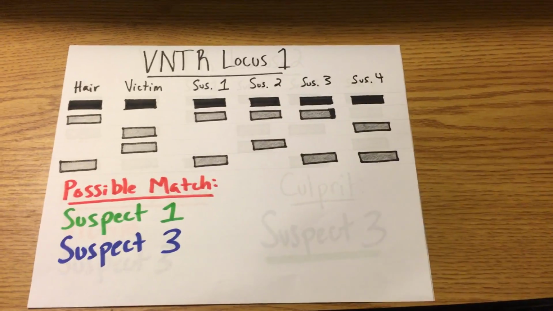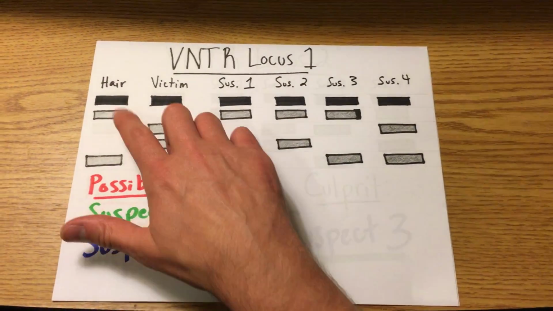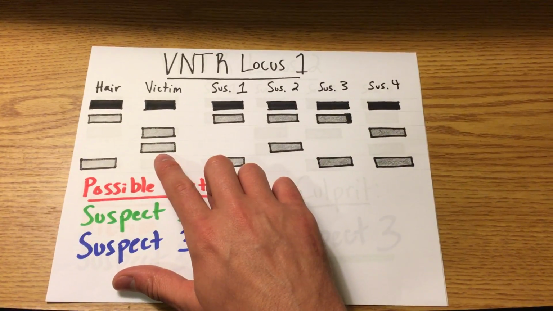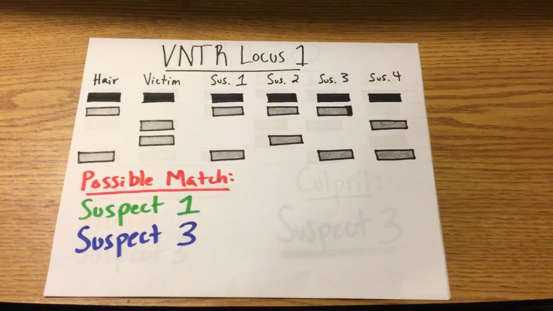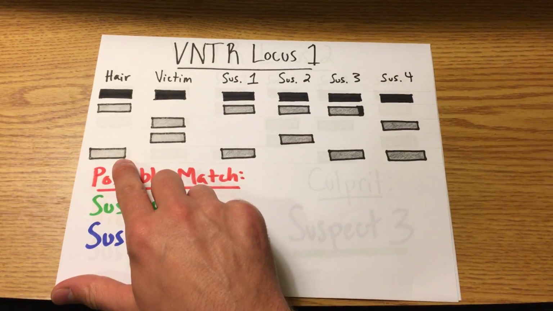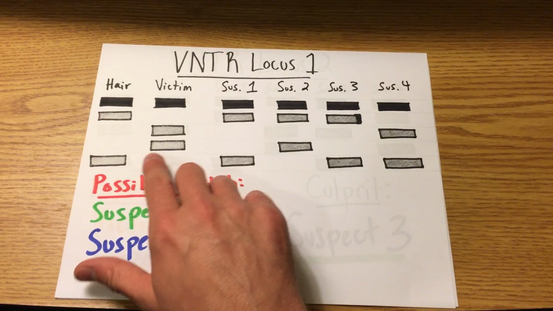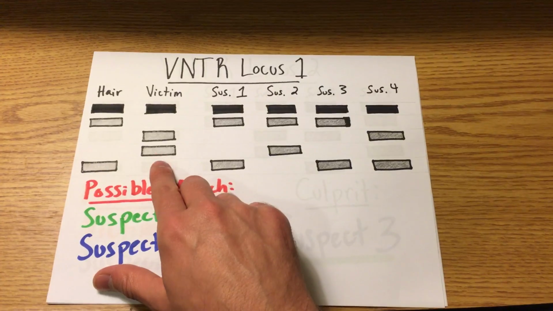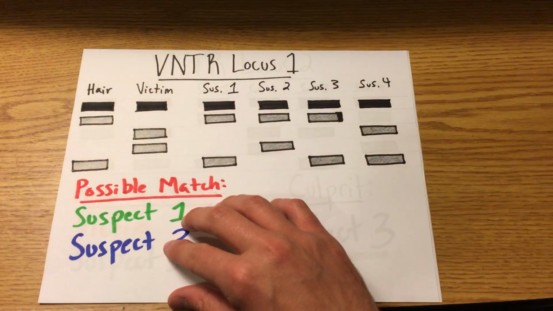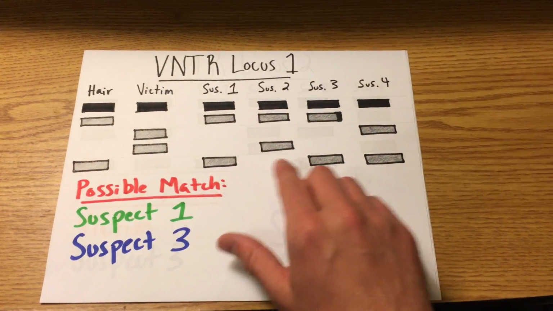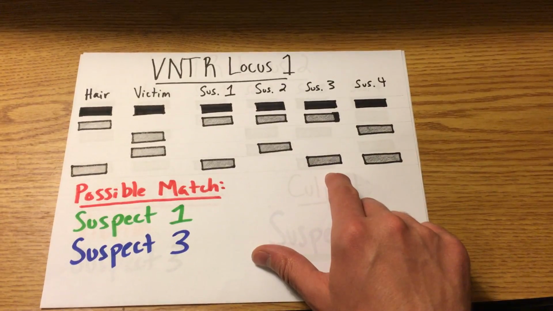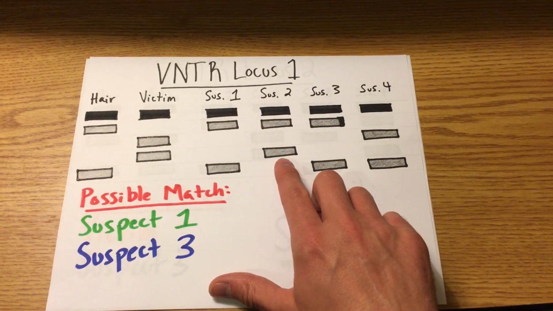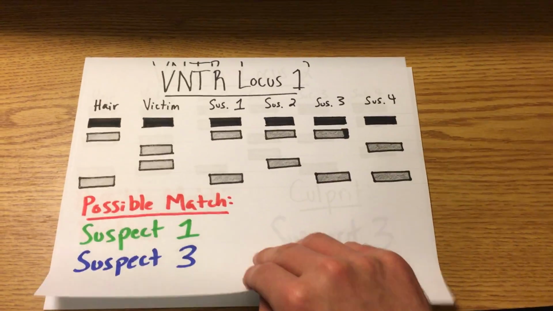So for our first locus, we have our hair, which was the evidence left at the scene, our DNA collected from the victim, and then 4 suspects. So we see this hair, and we know that it does not match the victim, which rules out the victim or excludes them from the hair matching them. It does match suspect 1 and suspect 3, so they are possible matches for this hair, but it also excludes suspect 2 and suspect 4 for that locus.